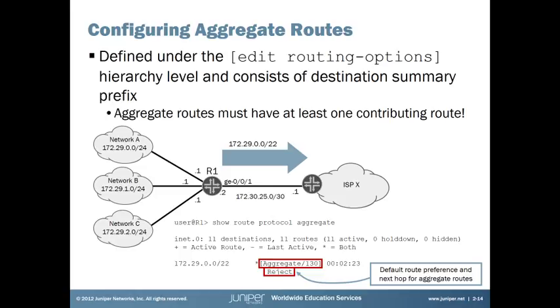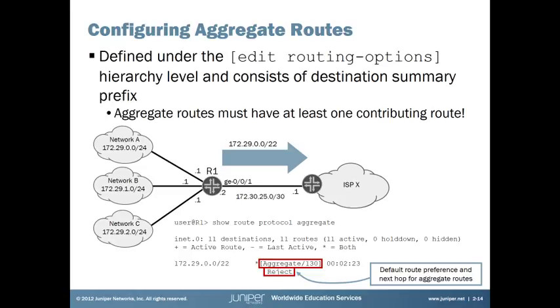What's the block size of that, by the way? /22. It's in the third octet, block size of 4 in the third octet. So what would it encompass? 0, 1, 2, and 3. In our diagram, we don't happen to have a 3. That's okay. It's still going to work. It encompasses the networks that we want, includes the networks we're interested in. All right, no problem.